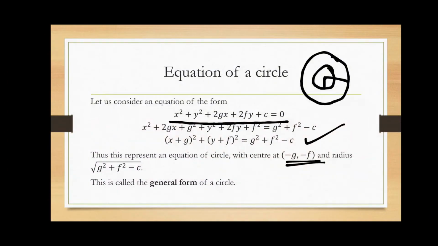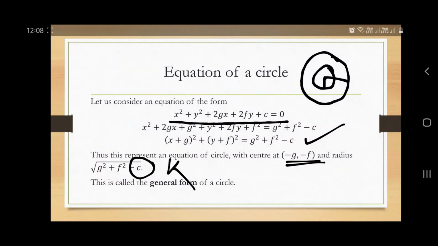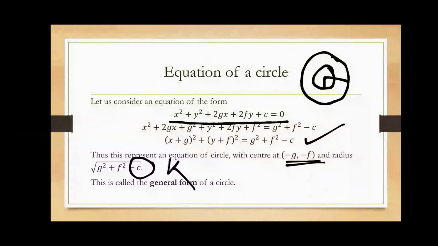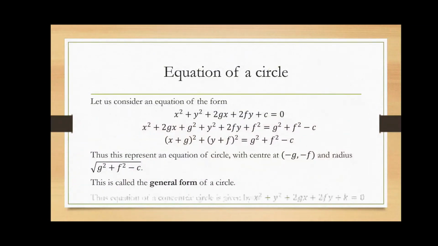So therefore, to change the value of the radius, the only thing that we can change is the value of c. So instead of the value of c, if I have some k, then in that case I will get a different radius, so I will get a different circle. So therefore the equation of a concentric circle will be basically the same thing, except the constant term will be different.